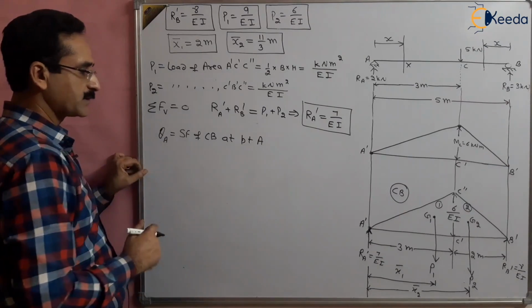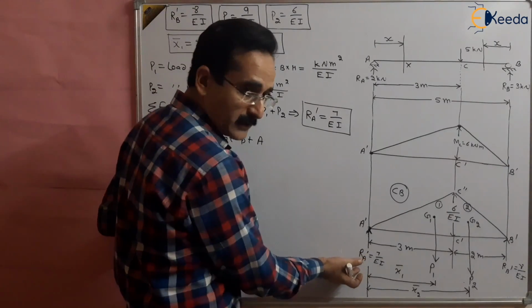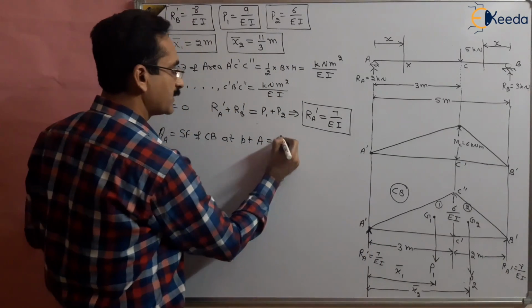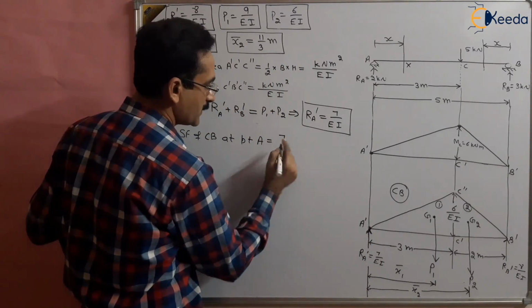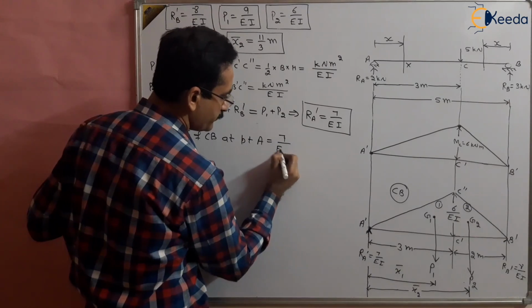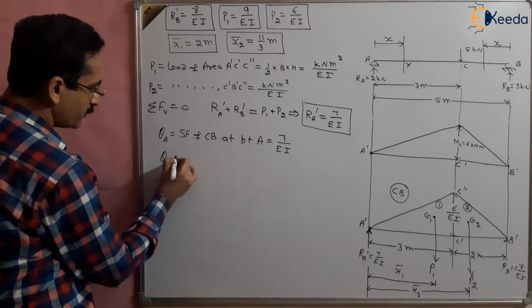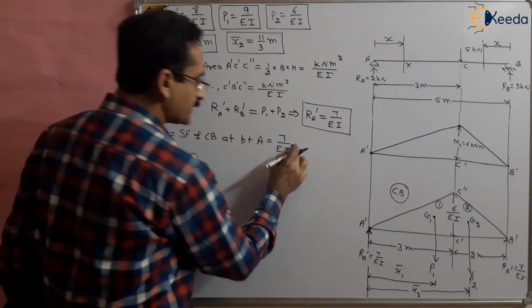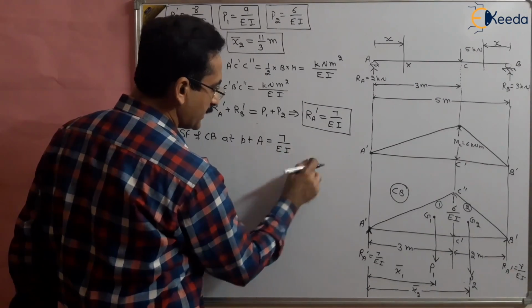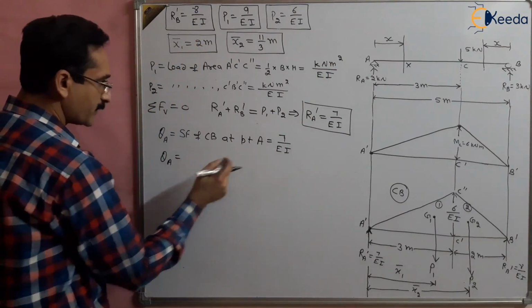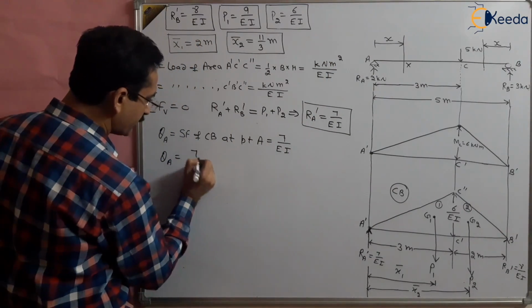And what is the shear force at point A? That is the reaction only, because there is only one reaction. So this is equal to 7 by EI, right? Now theta A will be equal to, in magnitude, 7 by EI. What is the unit of this? Whatever is the unit of kilonewton meter square, right? So we can now apply the value 7.